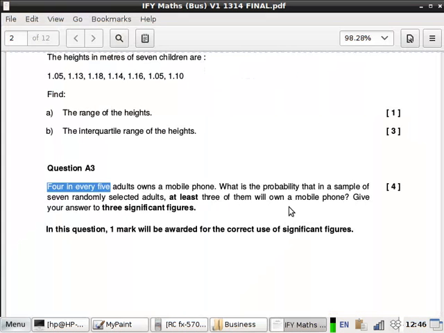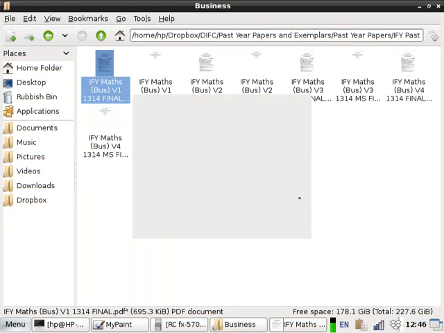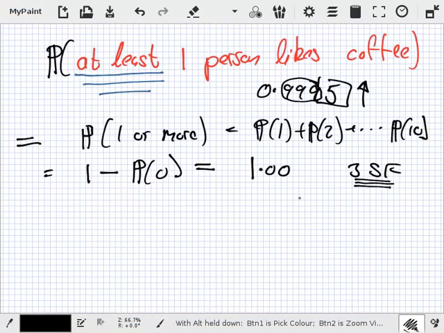Yes, okay. So, what is the probability that in a group of 7 people, at least 3 of them have a phone? So in a group of 7, at least 3 have a phone. And they want your answer to 3 significant figures. That's what I said here. The 1, 2, 3 for the answer.